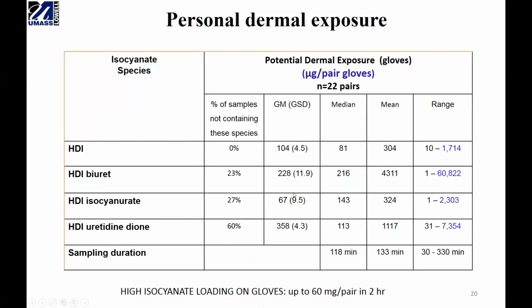But looking at the actual numbers, we are looking at geometric means of about 200 micrograms per pair of gloves, and if we sum it across all species, we are in the order of a milligram or so. You look at the ranges here, the maximum in a number of cases is in the order of several milligrams, and in one case, close to 61 milligrams of isocyanate, actually HDI biuret, only this one. This is massive dermal exposure in terms of the amount that you have on these gloves, and so it's considerable, and especially if you think that that glove was there in use for only an hour or no more than 2 hours.